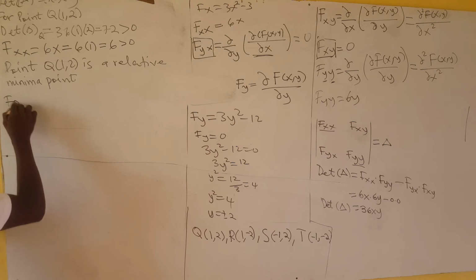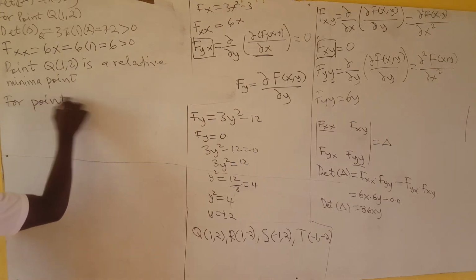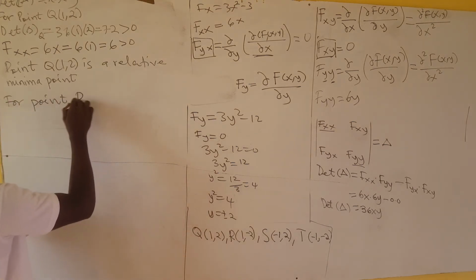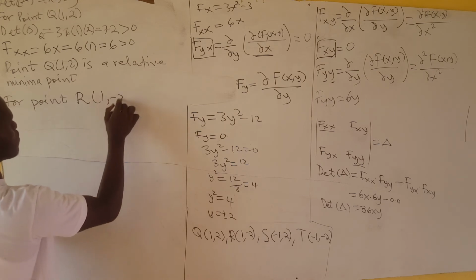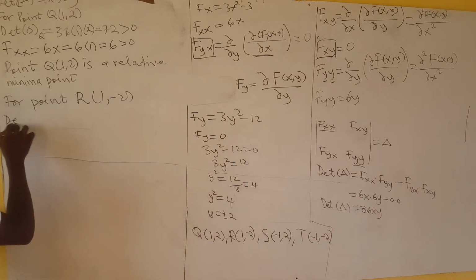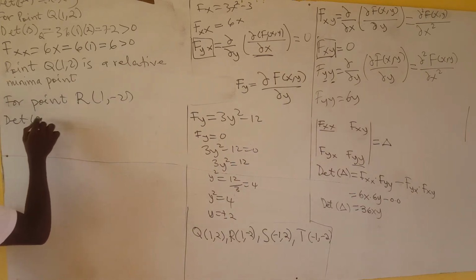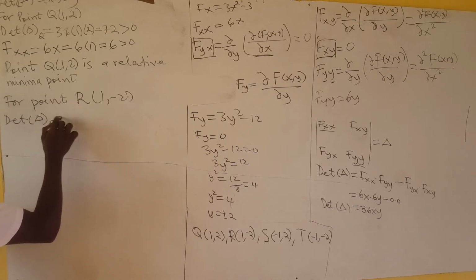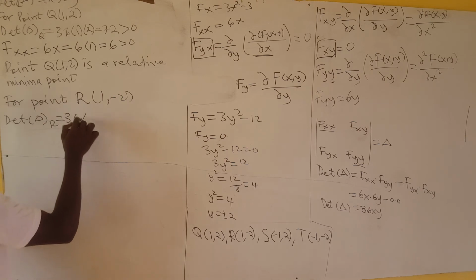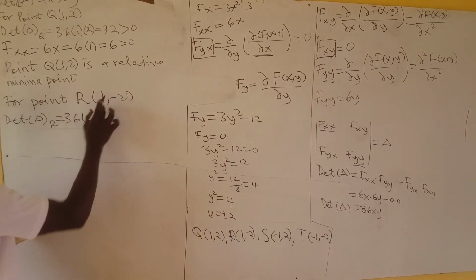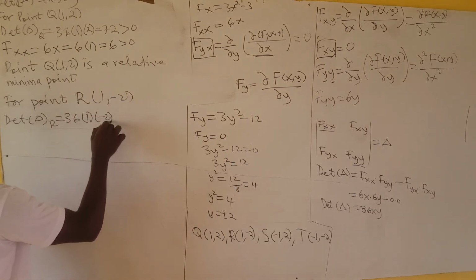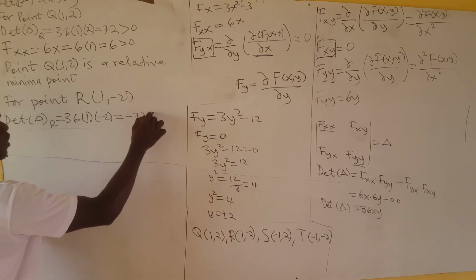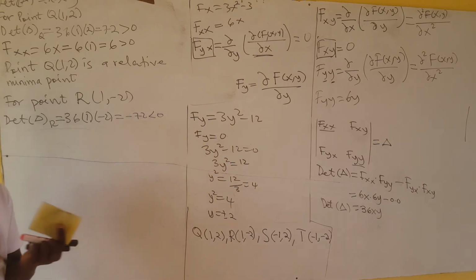So for points, let's take the next point, R. And R is 1, negative 2. So we find the determinant of R, the determinant with respect to R. We use the 36xy. So the x here is 1, the y is negative 2. We have negative 72. Negative 72 is less than 0.